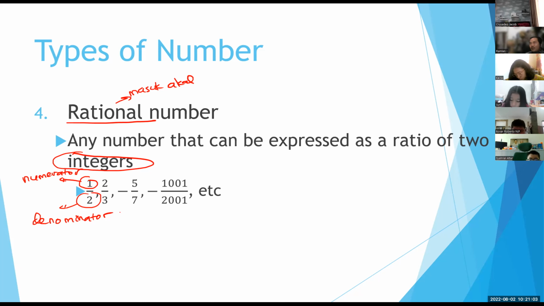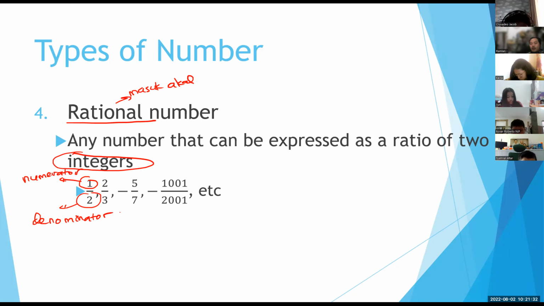Kalau kita ngomongin pecahan, we're talking about fraction. The one on the top we call it numerator. Yang bawah kita sebutnya denominator. Okay, let's go back to this type of number. If you're talking about rational number, it is very related to integers. If it is written in fraction and the numerator and the denominator are integers, right?